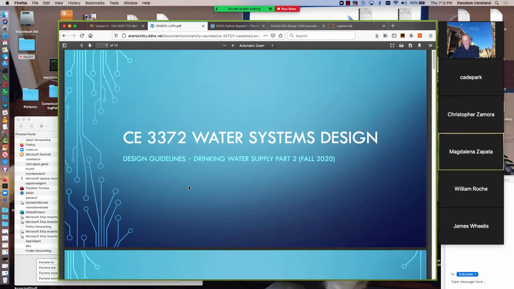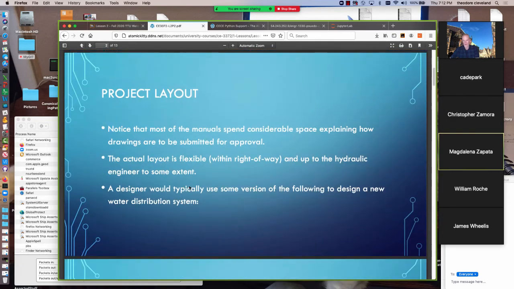So part two, continuing, is entitled Project Layout. If you were to examine all those manuals that are on the server, and more, if you went and got your own from different places, you would discover that most of the manuals spend a considerable amount of space explaining how drawings are to be submitted for approval. And that, to me, implies that the project layout is kind of important. I mean, maybe that's obvious.